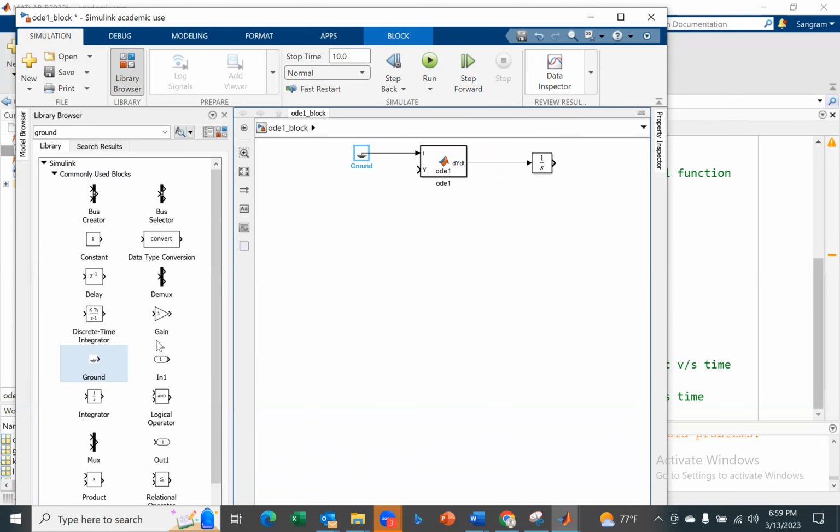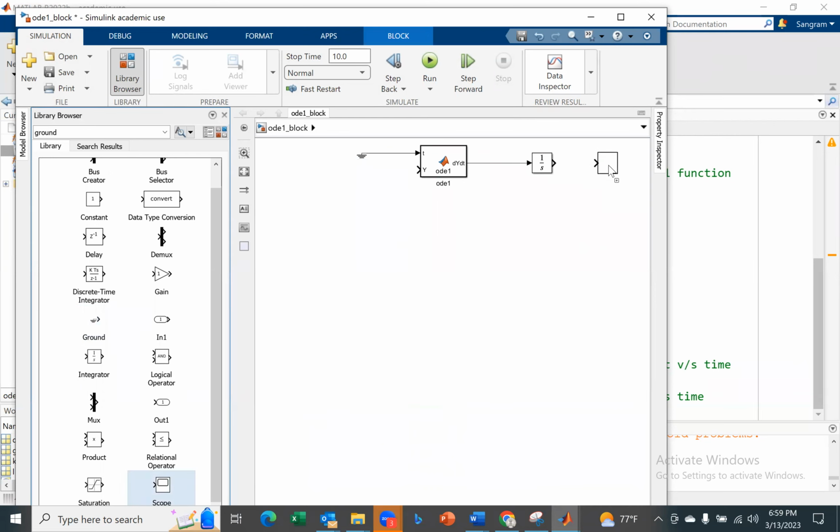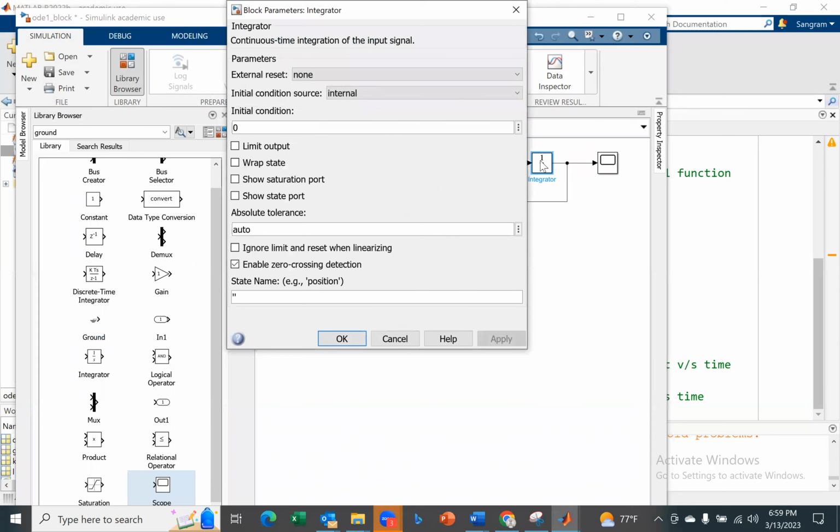then get this scope, plot it over here, grab it over here, and then grab it from here. And then where do you supply the initial conditions? Initial conditions will be supplied here.